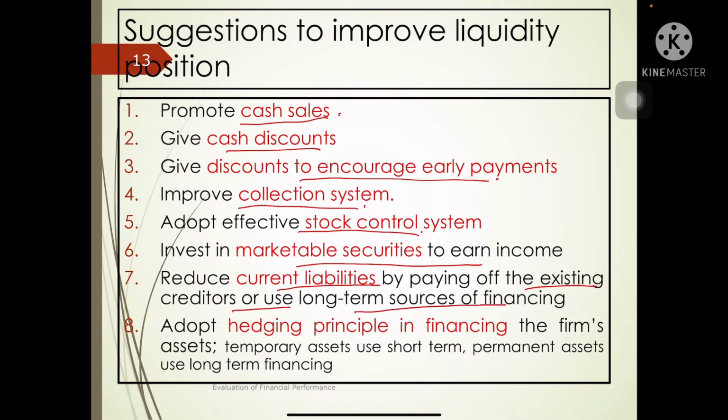Use long-term sources of financing. So it means that if you have a current liability, what you have to do is try to get long-term financing. You borrow for more than a year in order to pay for the short-term. So this is what we call less risk.